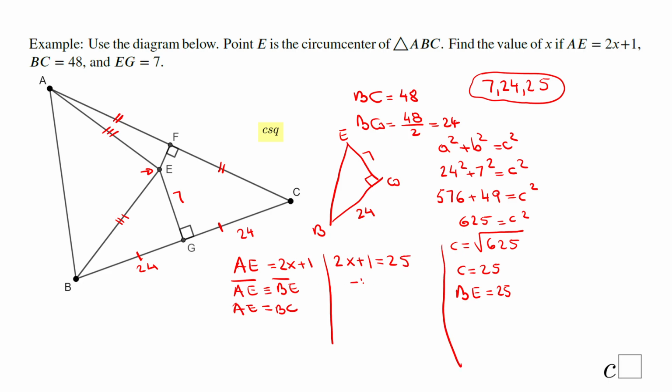I'm going to subtract 1 from the other side. We have 2x equals 24, and divide by 2. This is the x we're looking for, 12. Just to be sure we do not mix it with the other x, I called it first on the right triangle. So this is the value of x for this problem.